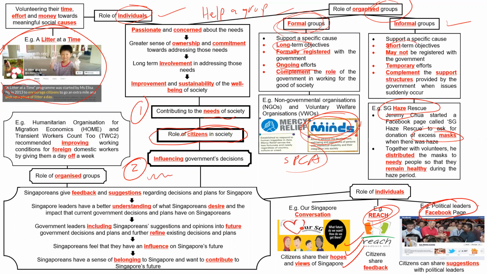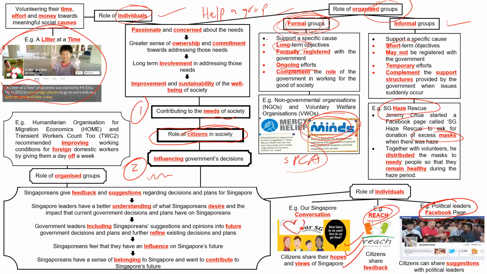Okay, it's like when you give feedback, you do a survey on how to make SGS better. It's good for the school because you can really make the school better. You can influence the principal's decisions to make the school better. Okay, if you don't want to do it by yourself, you can join a formal group, okay? And you can influence the government.